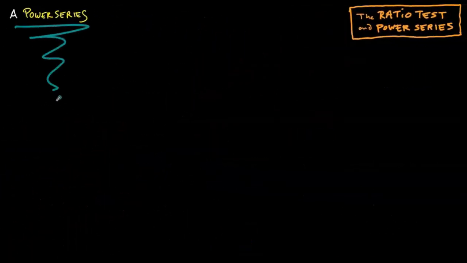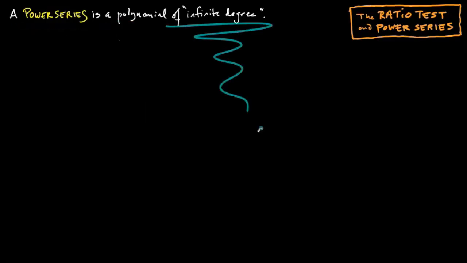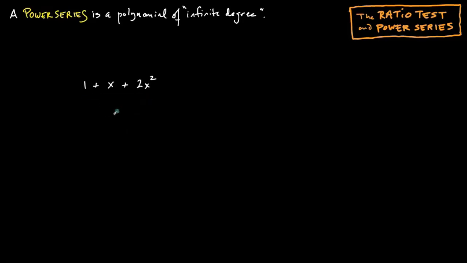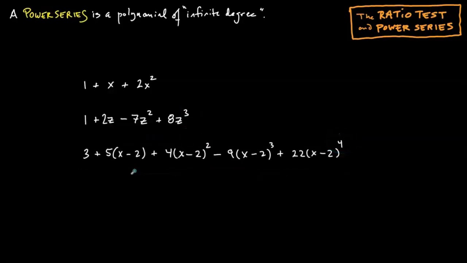So, what is a power series? Informally, we would say that a power series is a polynomial of infinite degree. We are familiar with polynomials of finite degree, like this second degree polynomial in powers of x, or this third degree polynomial in powers of z, or this fourth degree polynomial in powers of x minus 2. So a polynomial of infinite degree would be like one of these whose terms kept going on forever.